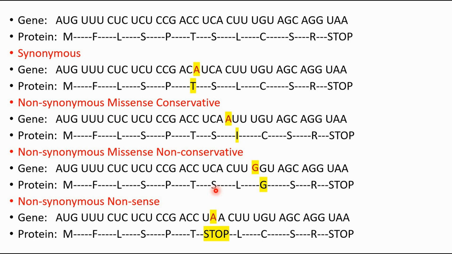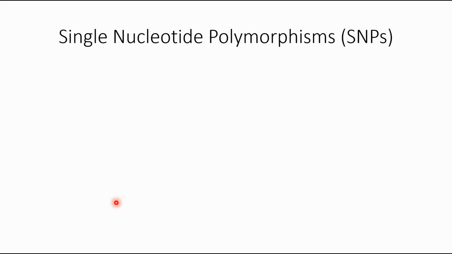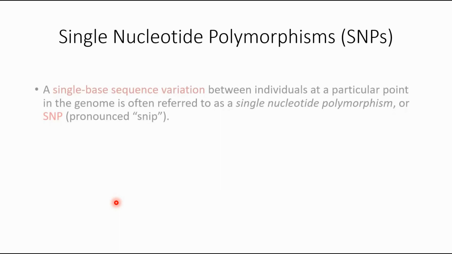Here this codon is coding for serine, but when we replaced this C with A, it changed into a stop codon. So such mutations are called non-synonymous nonsense mutations. So these were the examples of all the types of SNVs. Now let's see what are single nucleotide polymorphisms or SNPs.